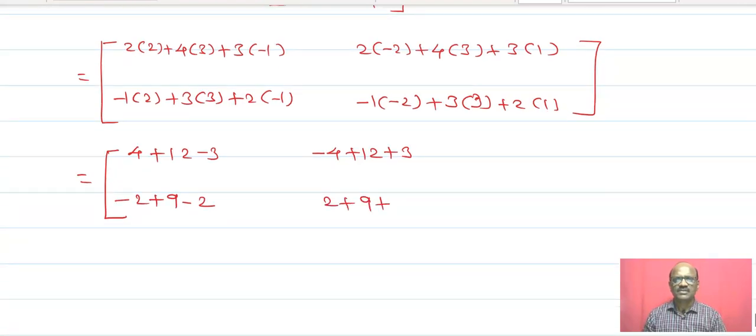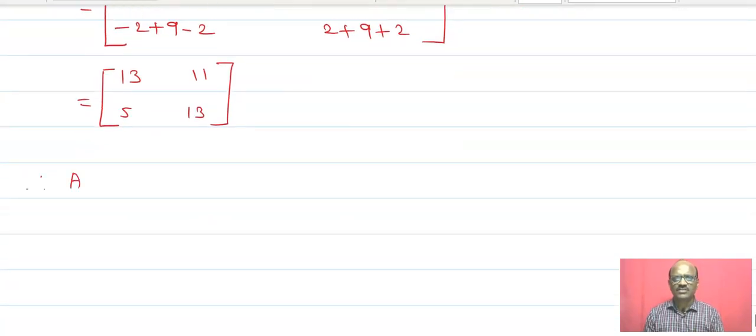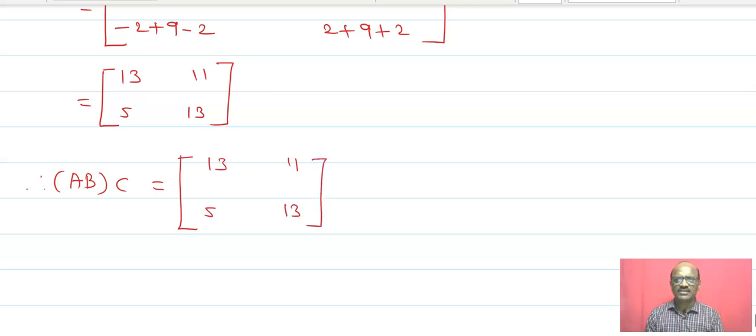See this, 2 rows and 2 columns are there. Order of the matrix is 2 by 2. That is 13, 11, 5, 13. The order is 2 by 2. Therefore, AB into C, that is 13, 11, 5, 13.